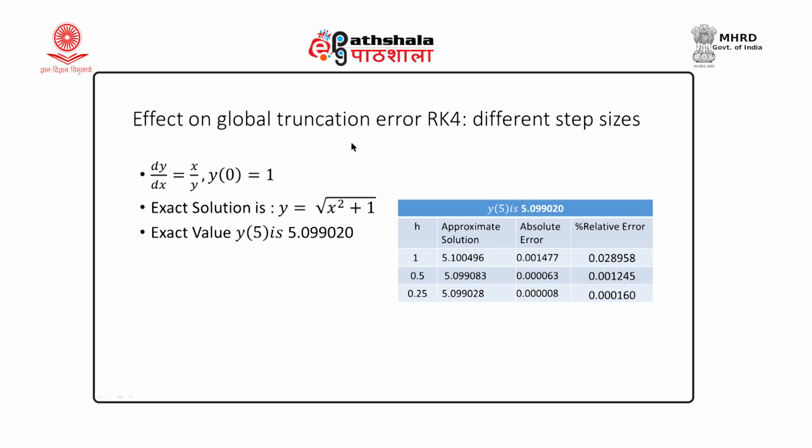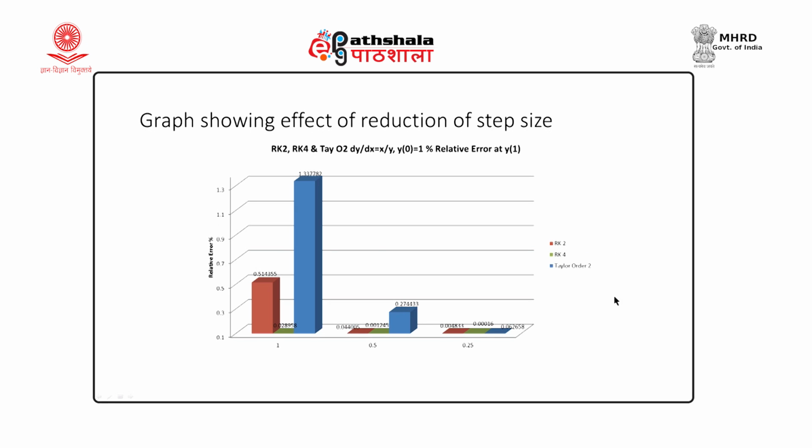So, if we compare the RK4 results using different step size reductions, the error is reducing from 0.001 to 0.000008. So, changing the step size to half increases the accuracy by up to 2 decimal places. It depends upon the nature of the function, it is x by y, and so percent relative error is coming down from 0.03% to 0.0001%, a very accurate result. So, this is how the chart looks in this case.